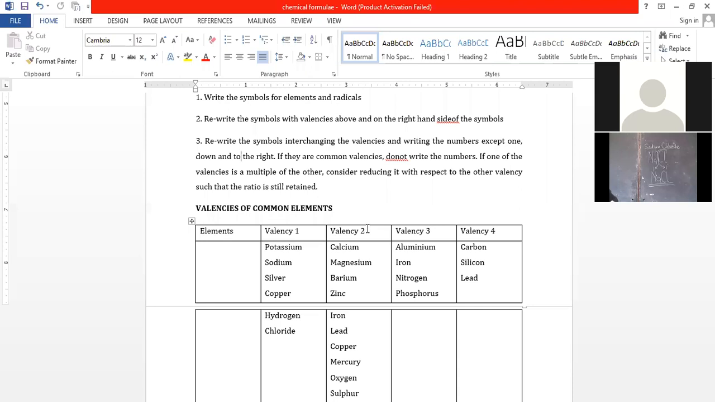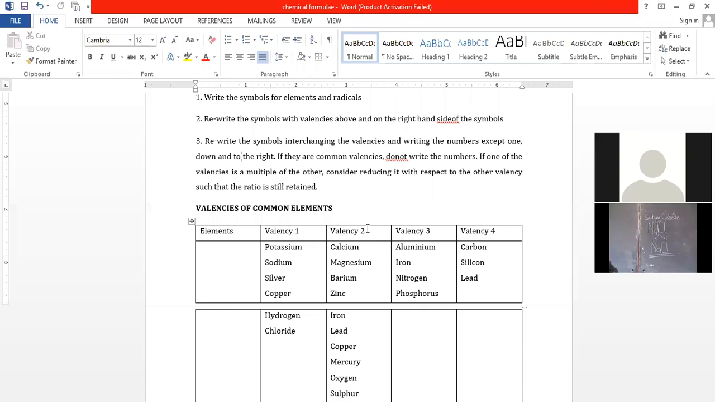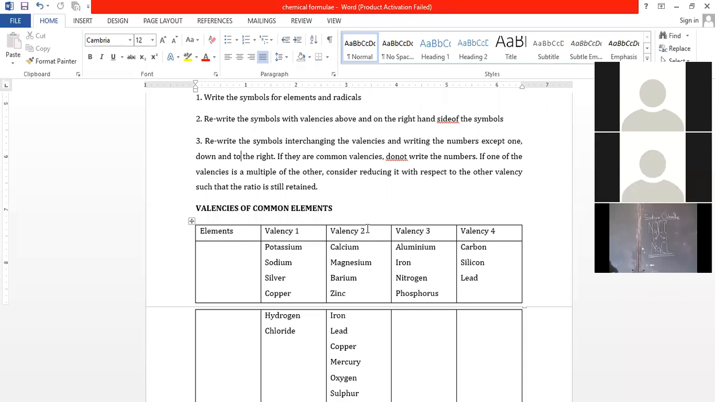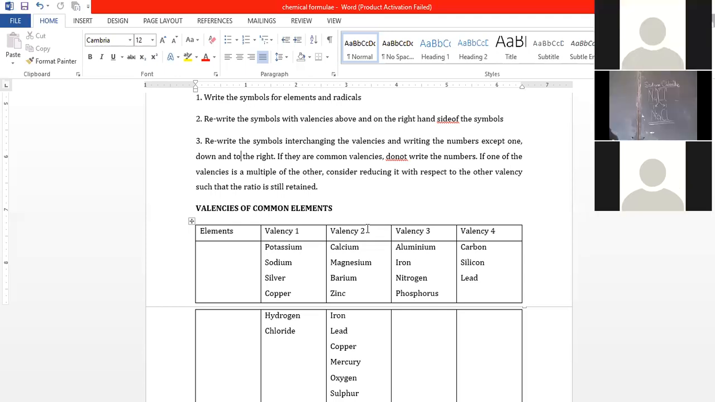Okay. If you look at lead, it is also in that same category because it has a valency of 2, and then in valence 4 we also have lead. Someone reading for me examples of elements with valence 3. Elements with valency 3: aluminum, iron, nitrogen, and phosphorus. Thank you very much. Another person reading for me valence 4. Carbon, silicon, lead.